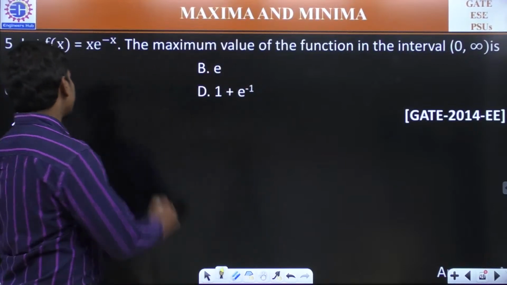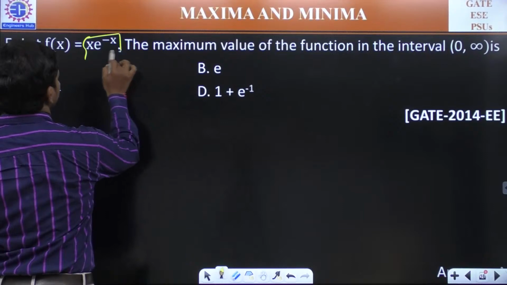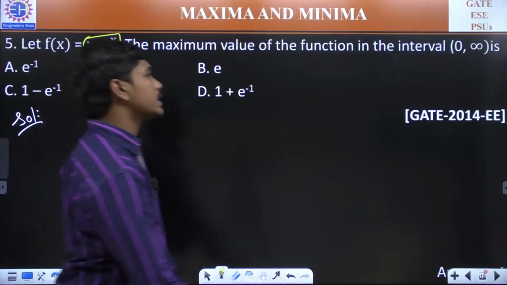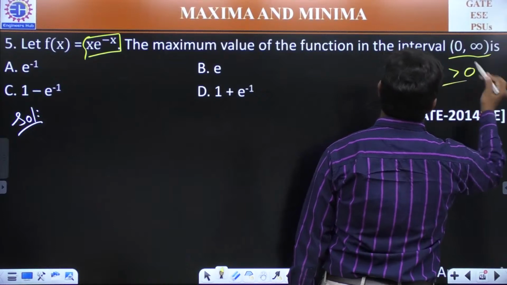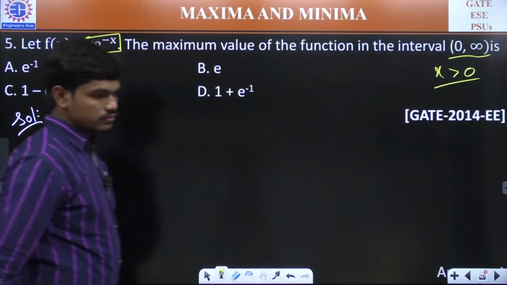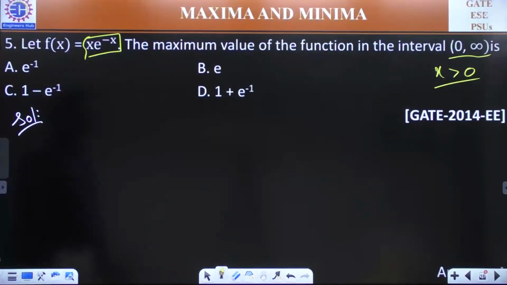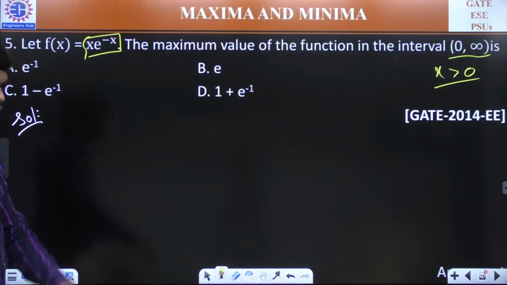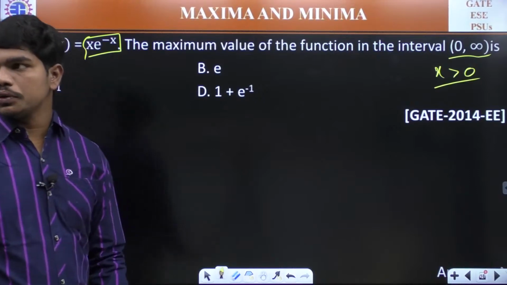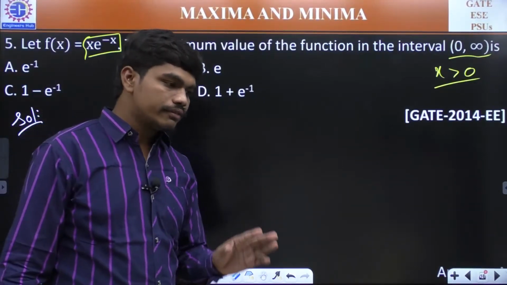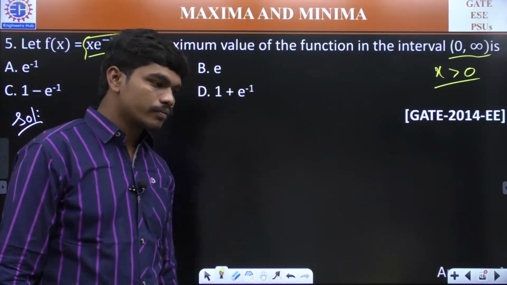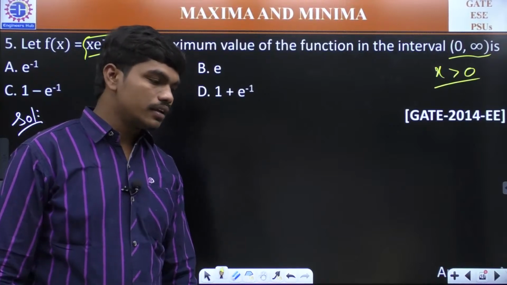Let f of x is equal to x into e power minus x, then the maximum value of the function in the interval 0 to infinity, means basically x is greater than 0. Option A. See, the function is x into e power minus x, and the maximum value of the function is within the interval 0 to infinity. You two got option A.